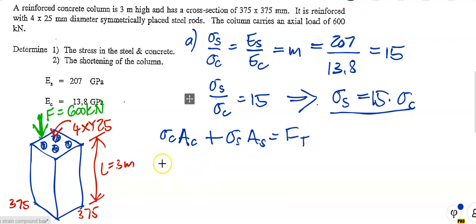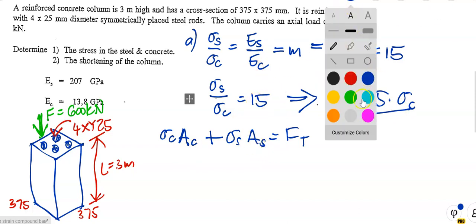Now let's look at this here. Do I know what that is? No, I don't. We want to find that. Do I know what this is? I can now write this in terms of that. Can I work out the area of the steel and the area of the concrete? Yes, we can. Let's do that quickly.